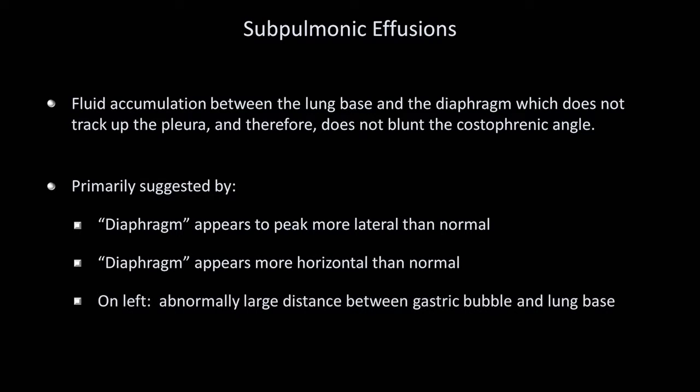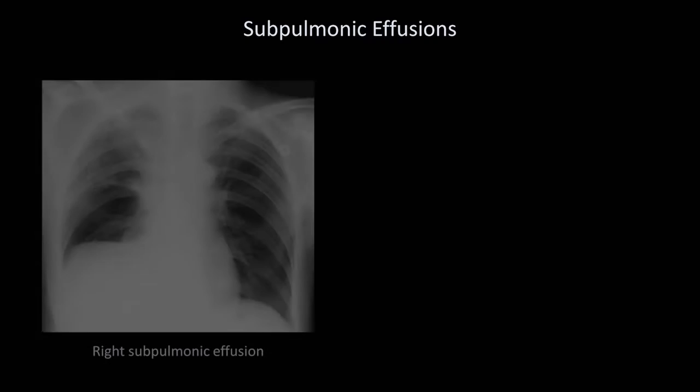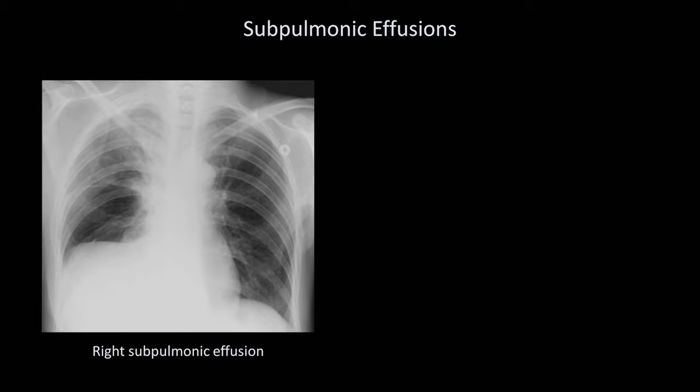On the left side, there may be an abnormally large distance between the gastric bubble and lung base, while on the right side, there may be an abnormally high horizontal fissure. Here's an example of a right subpulmonic effusion. Notice how the diaphragm is more horizontal than normal and appears to have a very lateral peak. Also, the horizontal fissure is very high up in the thorax, implying that the lung is being compressed from below.